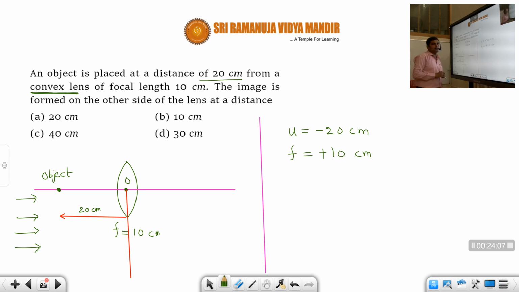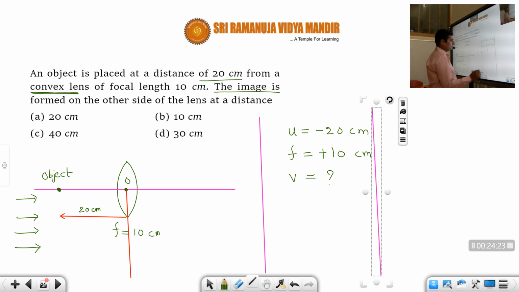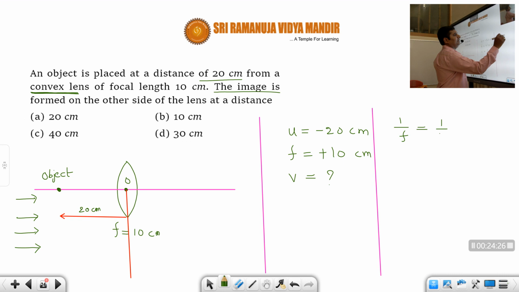Now they are asking us to find out where the image will be formed. That means v is the unknown quantity. So what is the relation between all these quantities, students? According to the lens formula, 1 by f is equal to 1 by v minus 1 by u. We should not make the mistake of writing the mirror formula, 1 by f equal to 1 by u plus 1 by v, because this is a lens.